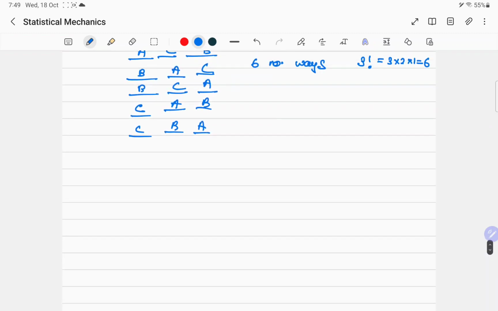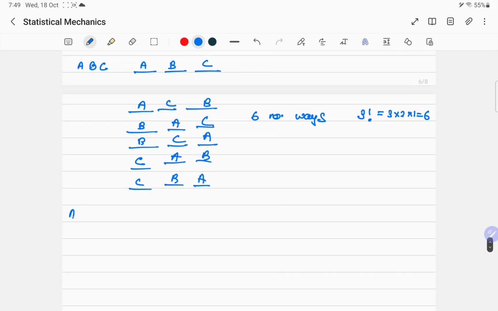So when there is repetition, what will happen? Let's say I have to arrange A, A, B. Now there is repetition. How many repetitions are there? There are 2 repetitions, because one particle is repeated 2 times. And now again I have to arrange them in 3 energy states. So A, A, B; A, B, A; and B, A, A. So maximum I can find 3 ways to arrange these 3 particles in 3 energy states.